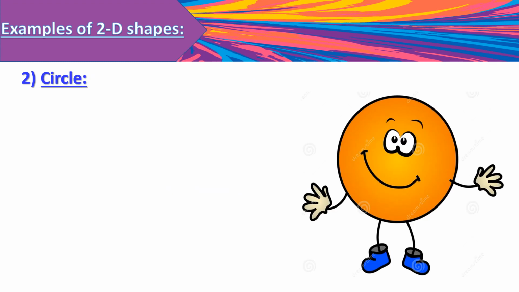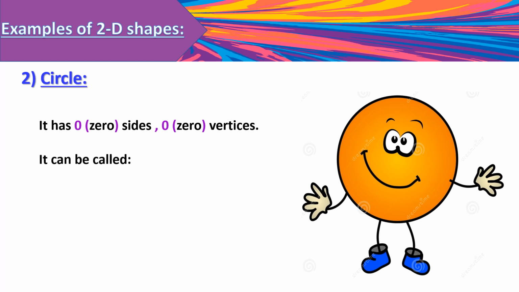The second shape is the circle. This is a circle. It has 0 sides, 0 vertices. We said that a side is a line segment. Do we have any line segments in this shape? No, we just have 0, nothing. So it has 0 sides and 0 vertices. It can be called Mr. Zero because it has 0 sides and 0 vertices.